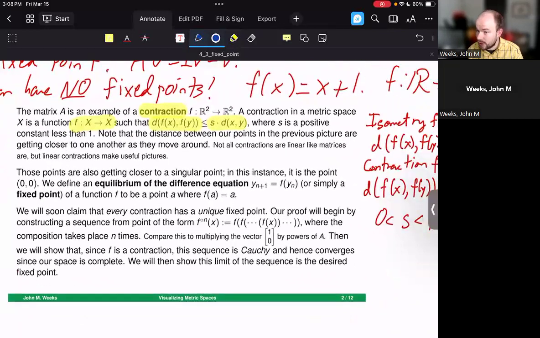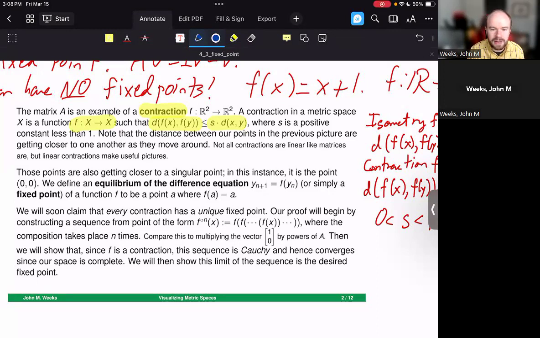Not all contractions are linear. That's something to note, like matrices are, but linear contractions make very useful pictures, which is why I used that on the previous slides. So there's no linearity required. That means I don't have to have a matrix as the thing that I'm saying is linear. It could be something else that is a contraction.